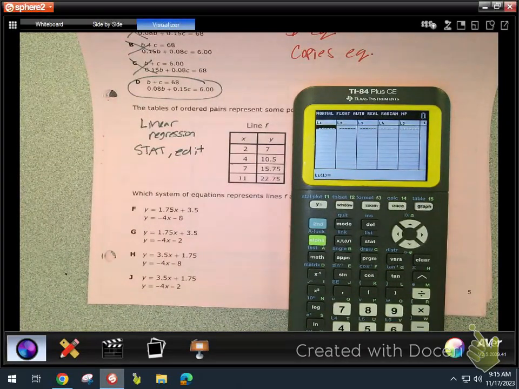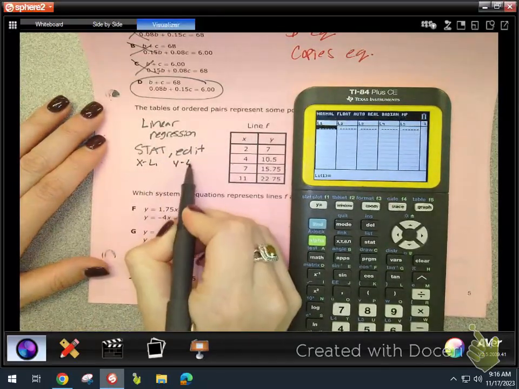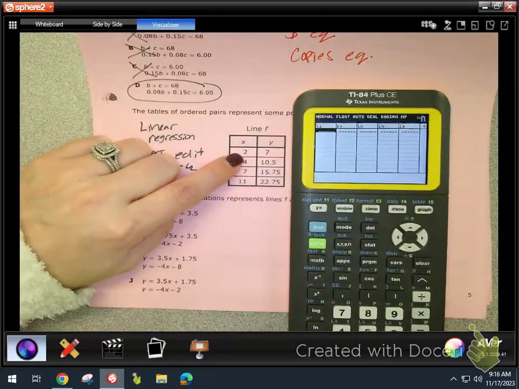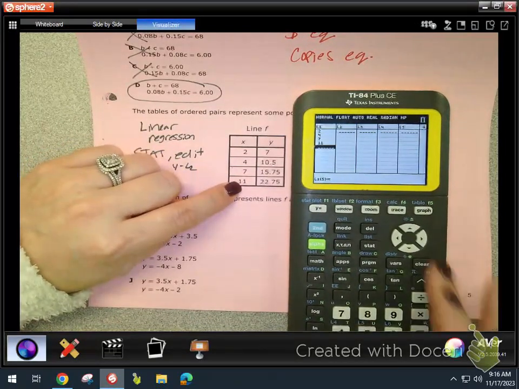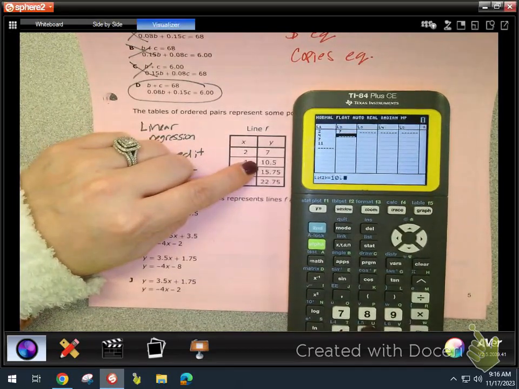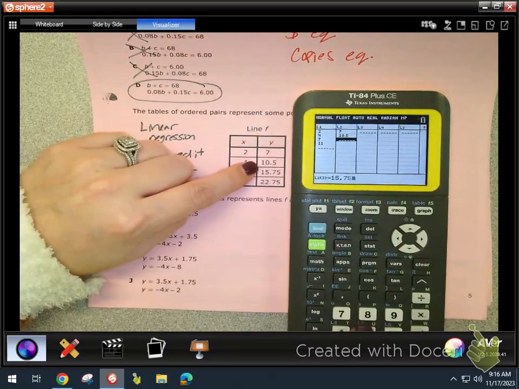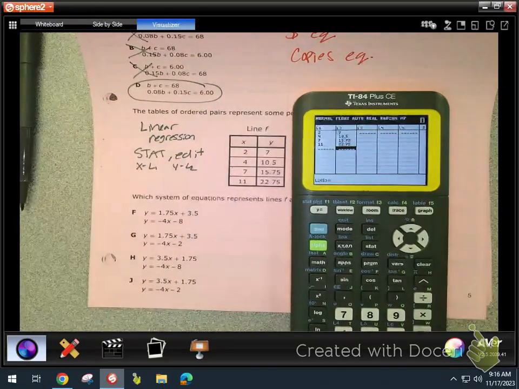Okay? So we're going to put our x values in L1, our y values in L2. So we're just going to type our x's: 2, enter, 4, enter, 7, 11. And then scroll over, and we're going to put our corresponding y's: 7, enter, 10.5, enter, 15.75, 22.75. And we're going to put all those numbers in, and we should be looking at the same exact thing as we have on our calculator, our table.